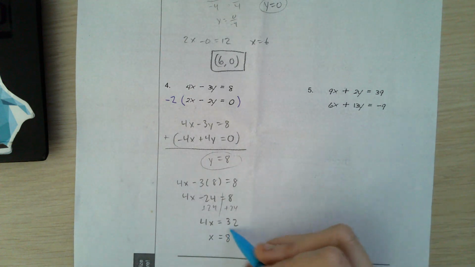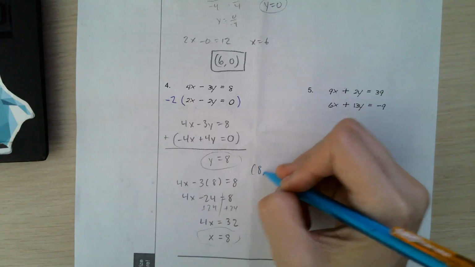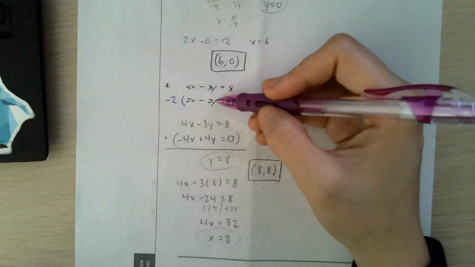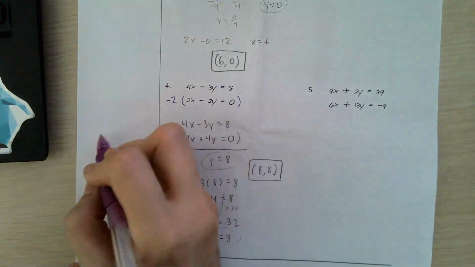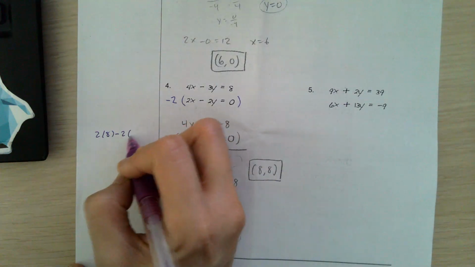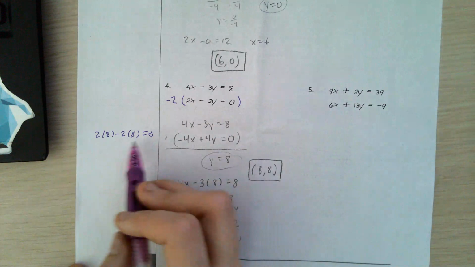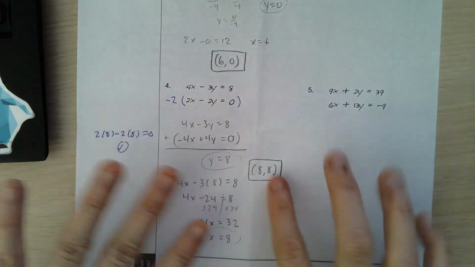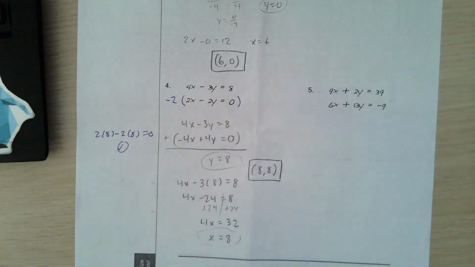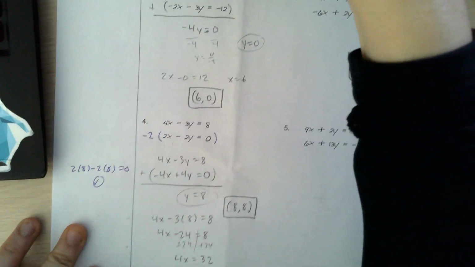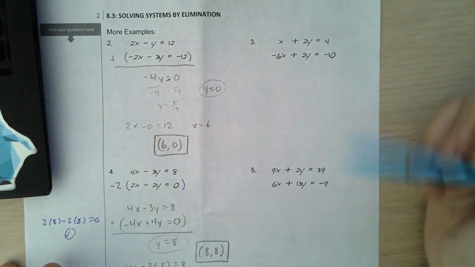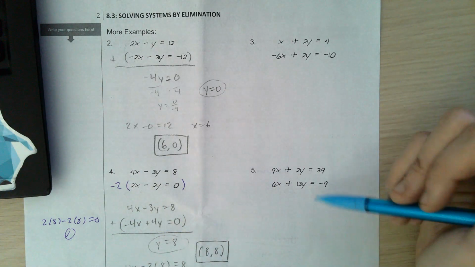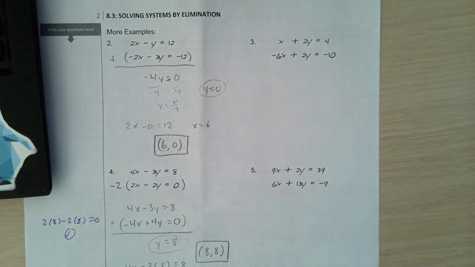So this one, they were both 8. Our answer is 8, 8. And just to be sure, you can check. You could check with the second equation, right? You could do 2 times 8 minus 2 times 8 equals 0. Well, that's pretty clear, right? 16 minus 16 is 0. So, right, it seems sort of weird because they're the same number. I just went back and checked. All right, so pause the video, try 3 and 5. 5 is probably the trickiest one, but I believe in you.